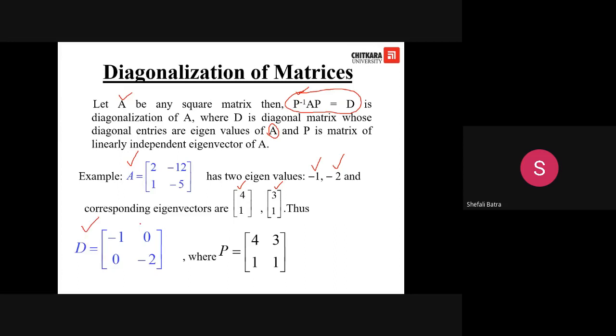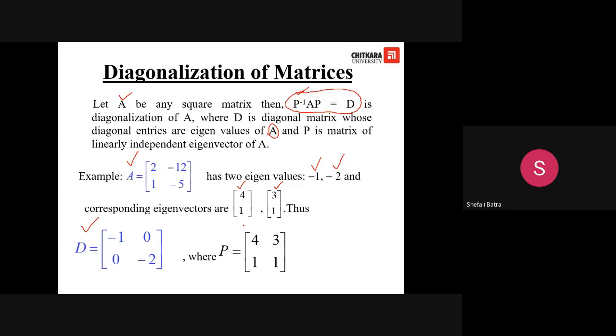And what is P? P is the eigenvectors corresponding to these eigenvalues. So if you have written -1 in the first column, you will be writing the corresponding eigenvector as the first column of P. So this is 4 and 1. Similarly, in the second column you have written -2, so you will be writing the corresponding eigenvector here, 3 and 1. And what is P inverse? That is the inverse of this.